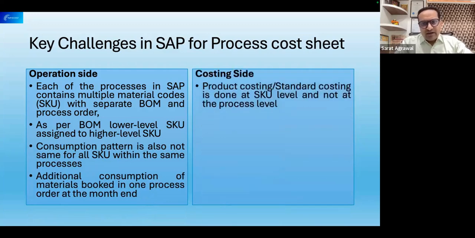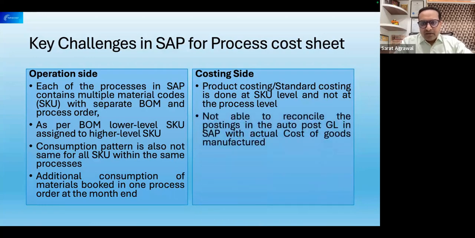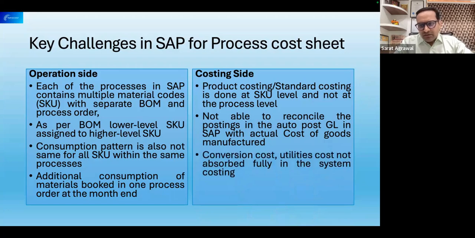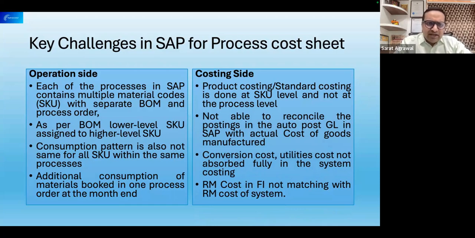On the costing side, we create the product costing for all the SKUs. For one process, if there are 10 SKUs, then the standard cost of all those 10 SKUs can be different, not the same, just because it is the same process. So we are not able to reconcile the postings we have done in terms of the auto posting GL as well as the cost of goods manufactured. Then utility cost and conversion cost are not fully absorbed. Raw material cost in finance is not matching with our actual raw material cost booked in production. So these are some of the challenges we have been facing on the operation side and on the costing side.